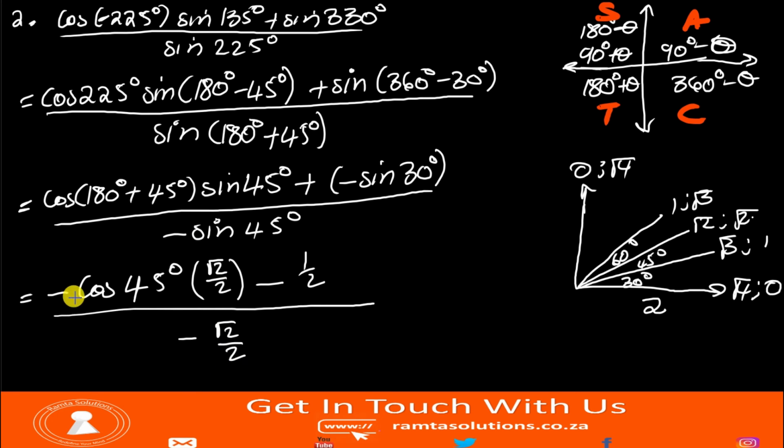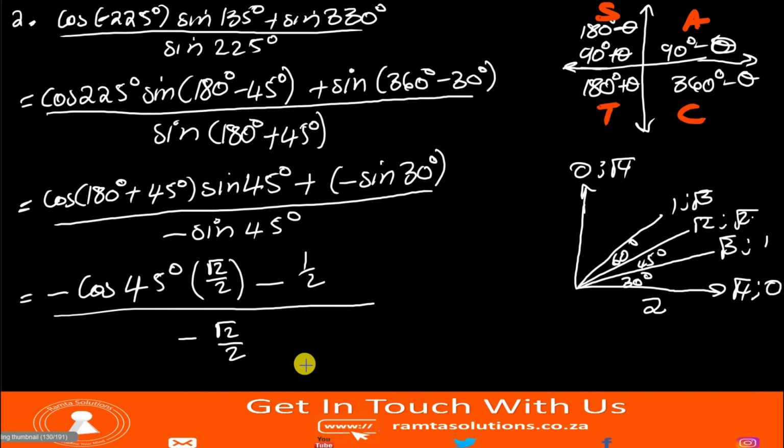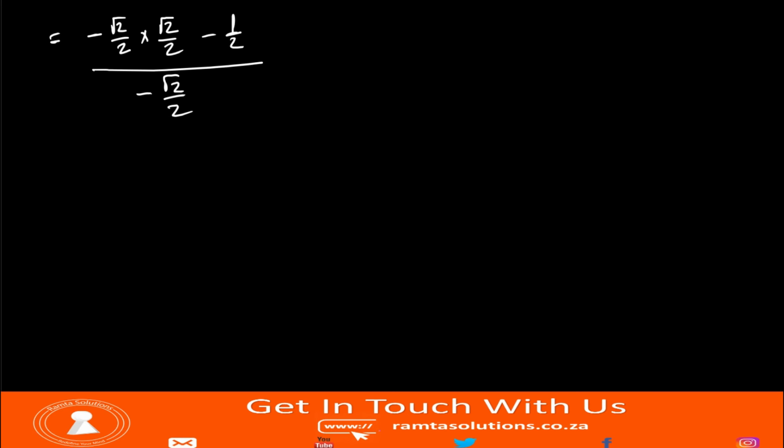We are not done. We are now going to simplify this. Cos 45, what is it? It is adjacent over hypotenuse. Then the 45 line is this one here. Root 2 over 2. Negative root 2 over 2 multiplied by root 2 over 2 minus half, all over negative root 2 over 2. All right? So we are sorted now. The question said you should not use a calculator. So it's okay. I will act like I don't have a calculator.